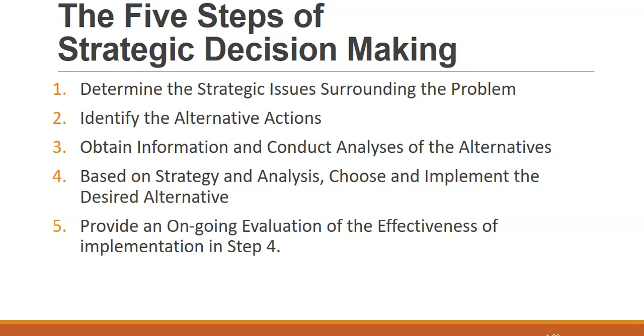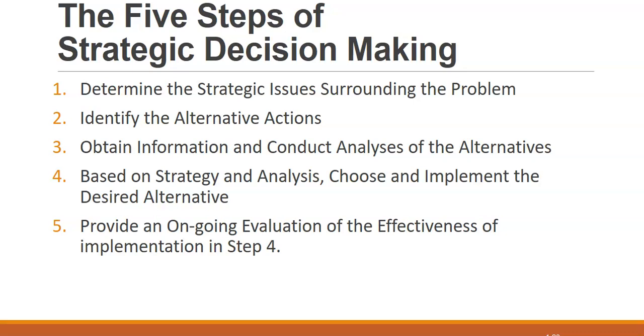First is, what are the issues? What's our problem? We have to determine what our problem is before we can look at ways to solve that problem. So the first thing that we do is find our problem. Then we start identifying the different actions we can take. In step 3, we're going to collect as much information as we can so we can conduct usually financial analysis of the alternatives. Which alternative is cheaper? Which alternative is more efficient? Then we take all of that information and choose which one of those alternatives we're going to implement.